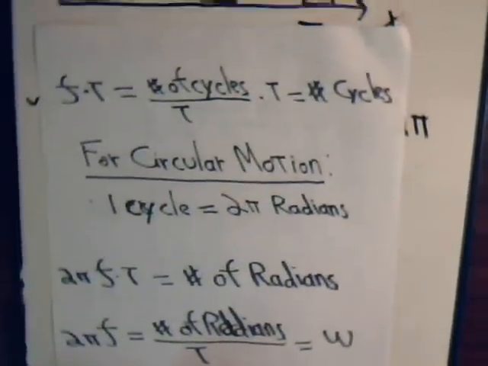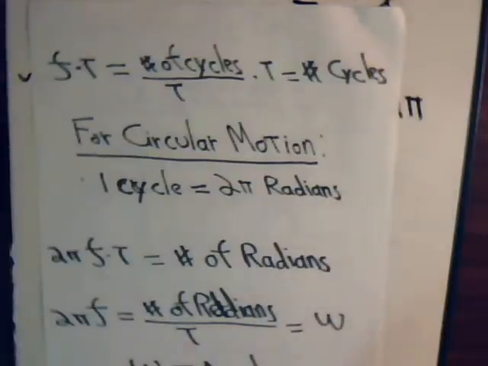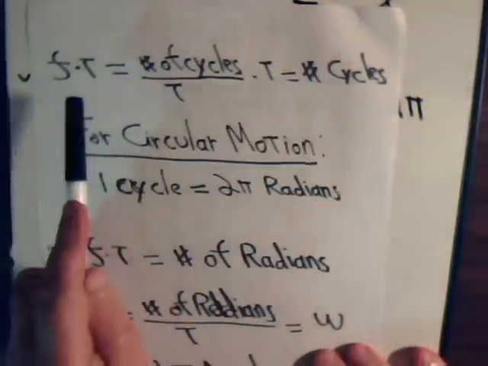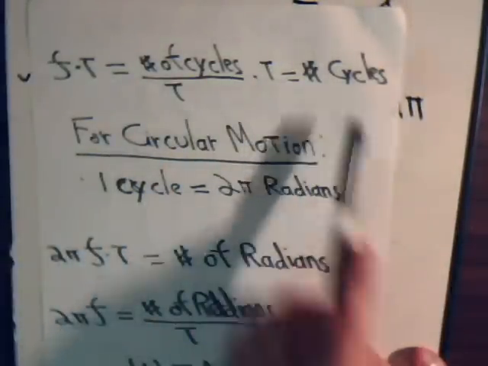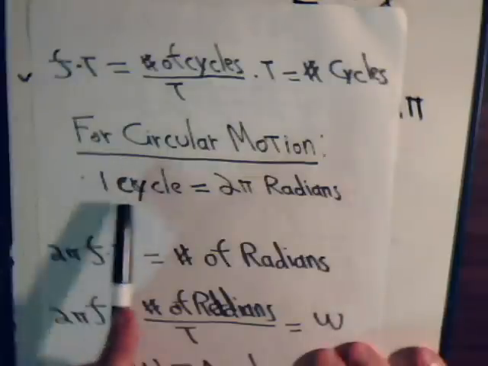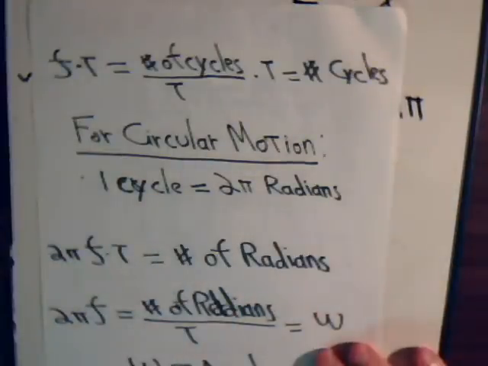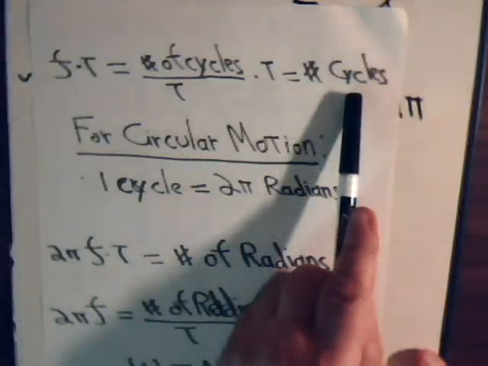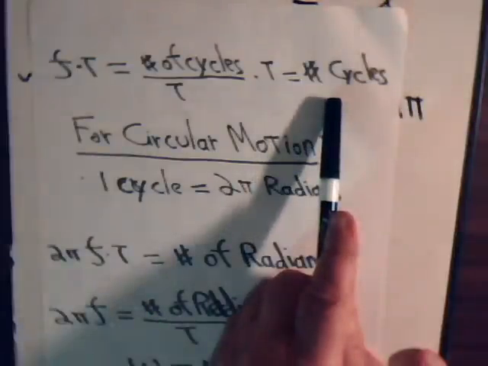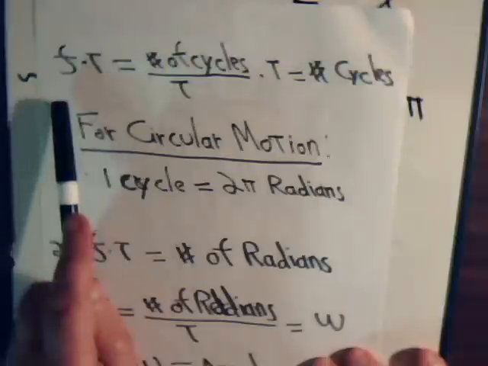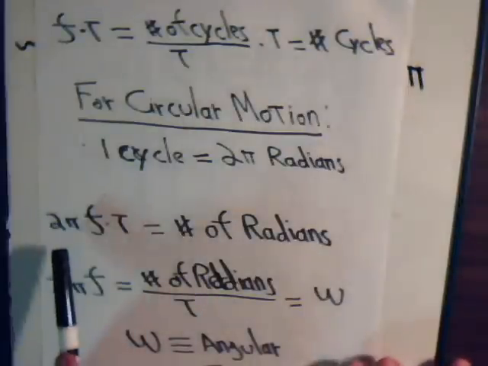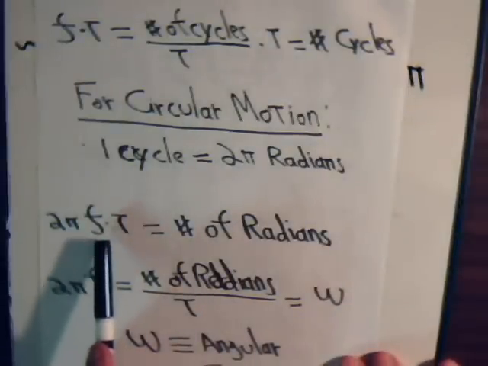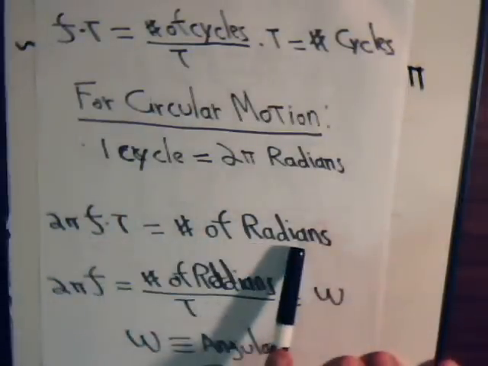We say that the frequency is the number of cycles per time. So frequency times time is just going to be the number of cycles. Now for circular motion, 1 cycle is 360 degrees, or 2 pi radians. So if I multiply the number of cycles by 2 pi, that's the total number of radians. So 2 pi times the frequency multiplied by the time is the number of radians.